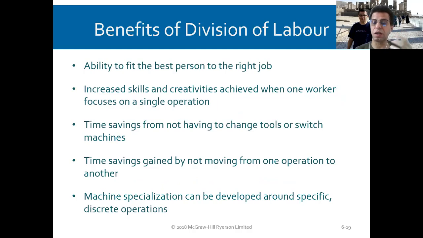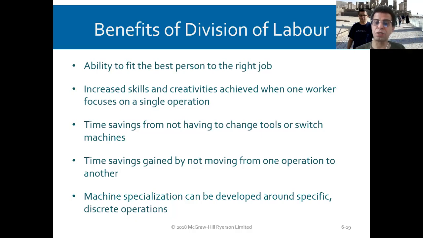So you need a very strong man to carry things around, but you need a very knowledgeable person to put these things in the house. That's one example. It also increases the skill and creativity achieved when one worker focuses on a single operation. When you're focusing on one thing, it's very easy for you to become creative in finding the best way and the fastest way to produce.